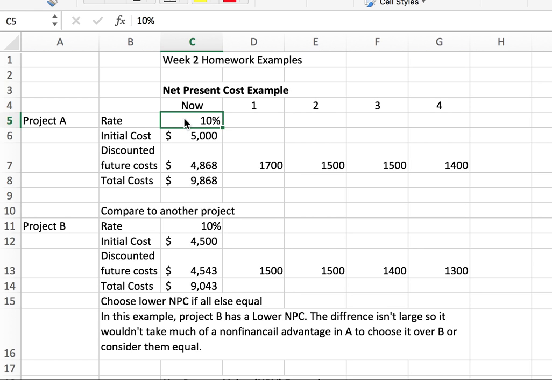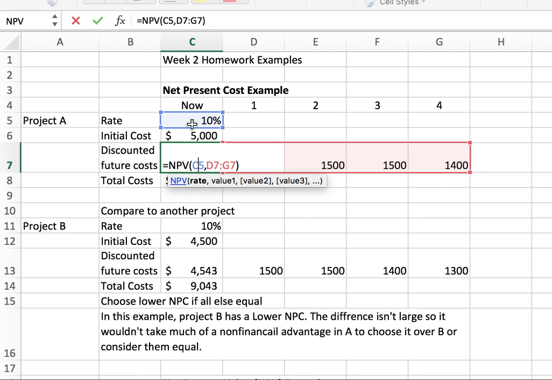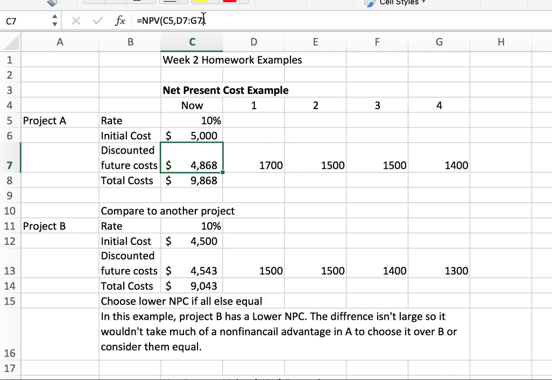We have a rate that was given to us at 10%. We have an initial cost of $5,000. In this case, we have outgo of $1,700, $1,500, $1,500, and $1,400 over the next 4 years. We have now taken those 4 years and discounted them back to get their present value. We did net present value of C5, which is the 10% and the rate, and then we windowed in the values. So if I hit escape here, you can see that the formula up here is C5, comma, D7 to G7. That's these cells here.